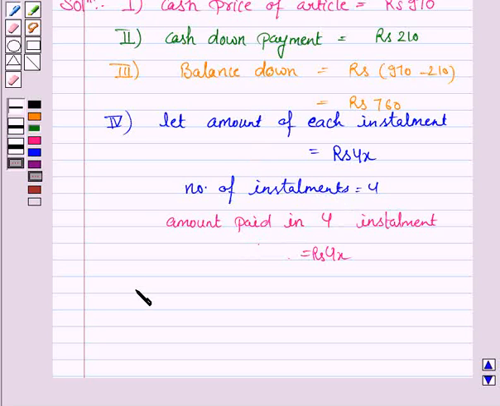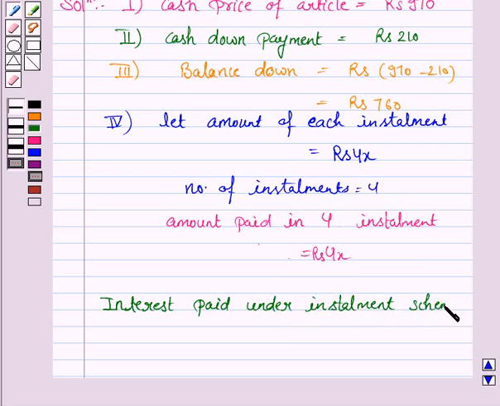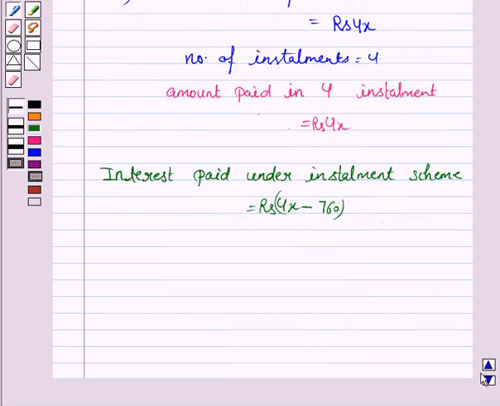Now we'll find the interest paid under installment scheme. It will be the amount paid in 4 installments minus the balance due, right? So this is the interest paid.